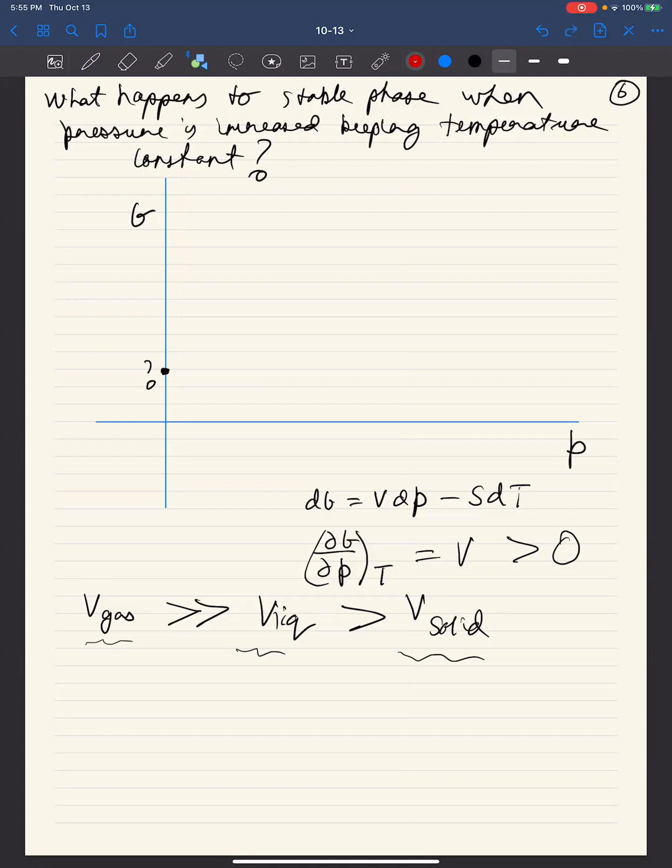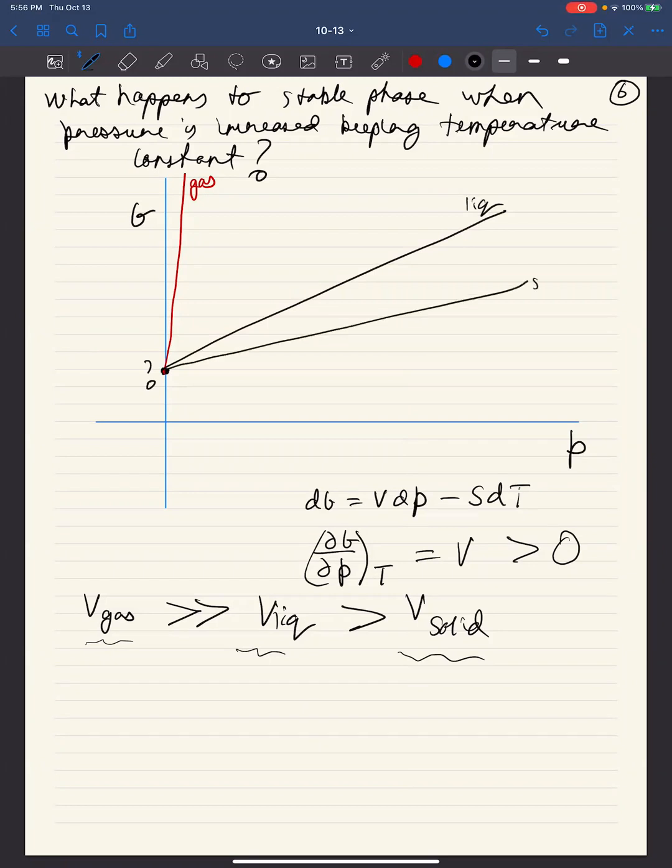Gas, sorry, that became completely vertical. I didn't want it like that. Gas is going to look something like this, almost vertical, okay? This is going to be gas. The slope is so much higher. Liquid is going to be something like this. And solid is going to be something like this.